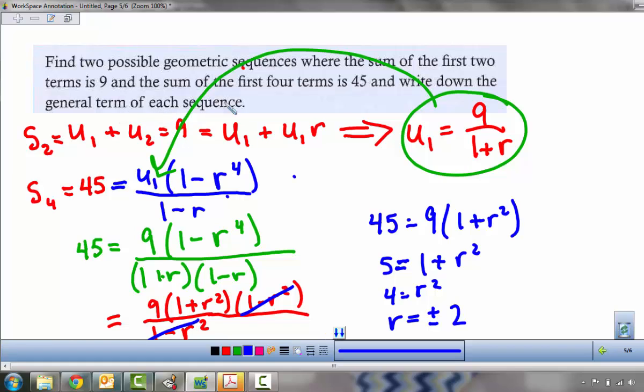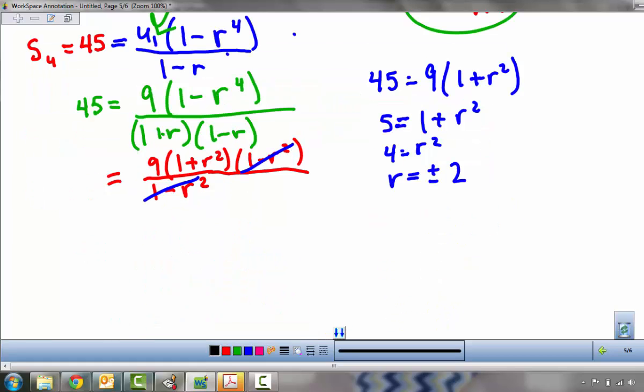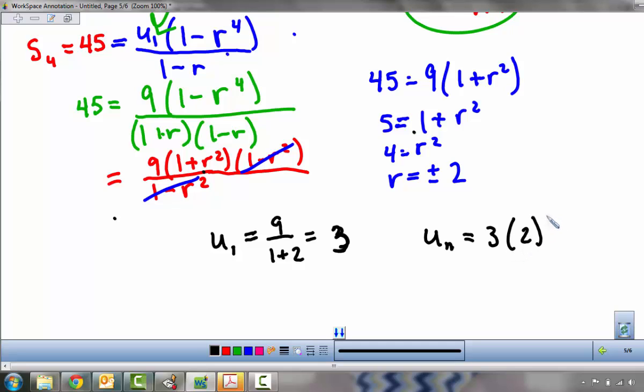Notice it says each sequence. Find 2 possible geometric sequences. So I have my common ratio. Now I need the first term for both of these. So I knew that u1 was 9 divided by 1 plus r. Let's go 1 plus 2 first. So this is for r equals 2. I got 9 over 3, so u1 is 3. So un is 3 times 2 to the n minus 1.